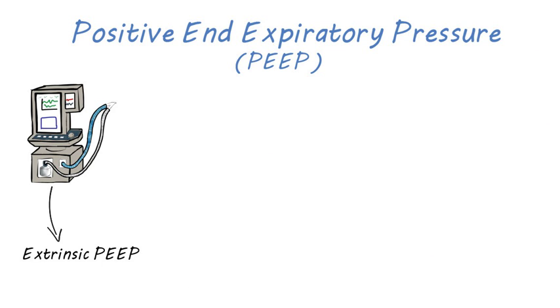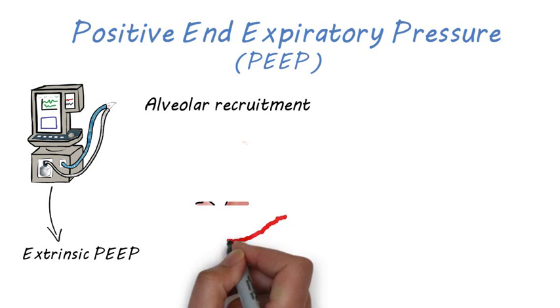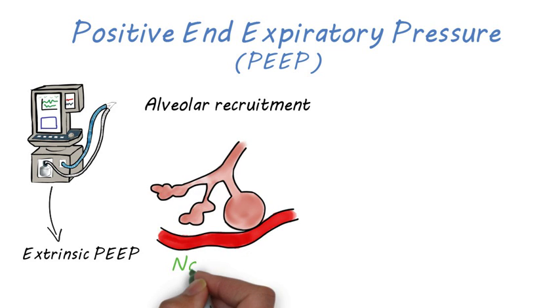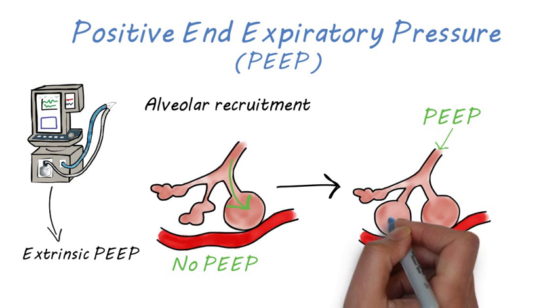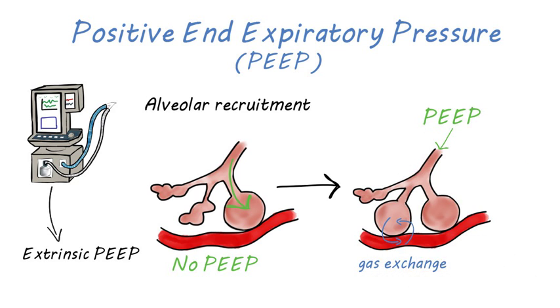The role of PEEP is to help alveolar recruitment. Some alveoli are easier to inflate with the breath than others. PEEP helps keep some marginal alveoli open so that they are available to participate in gas exchange.